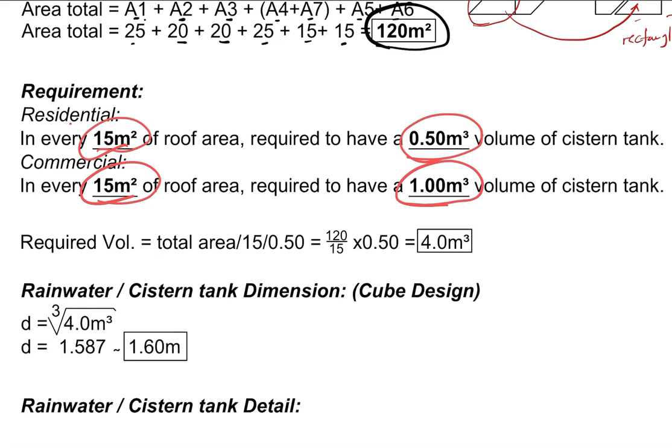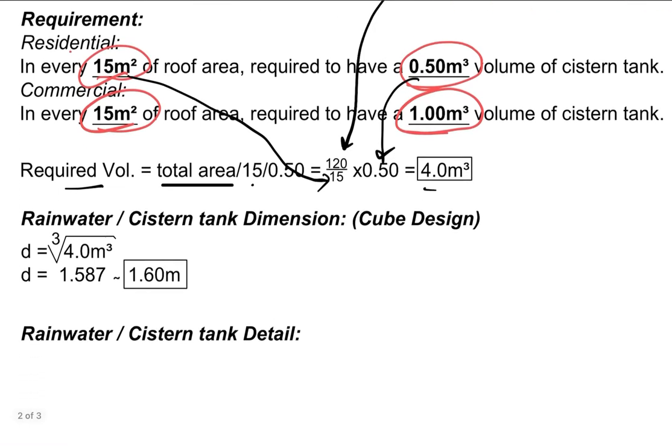To solve for the required volume, you have this formula. Required volume is equal to the total area divided by 15, multiplied by 0.5. So the total area, which is 120, divided by 15 and then multiplied by 0.5. Therefore, you have the required volume of 4 cubic meters.